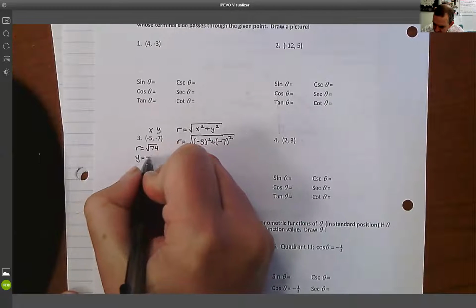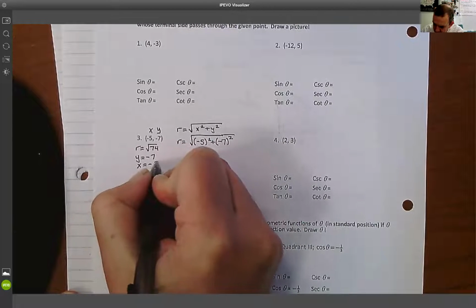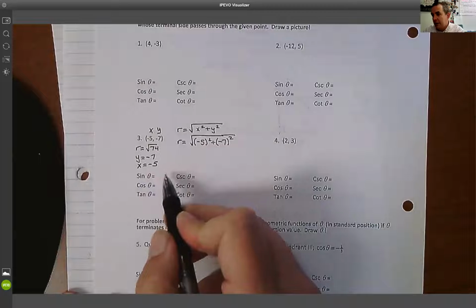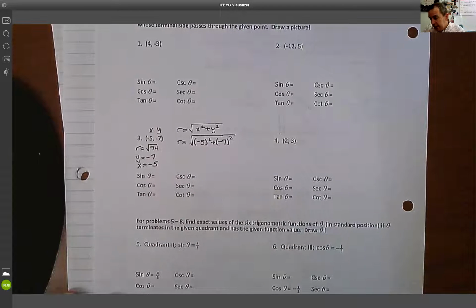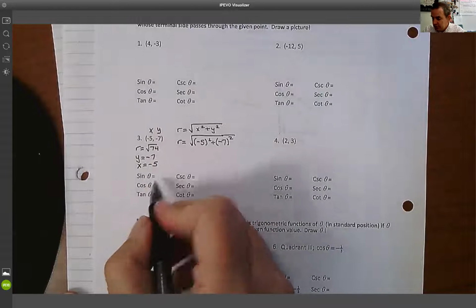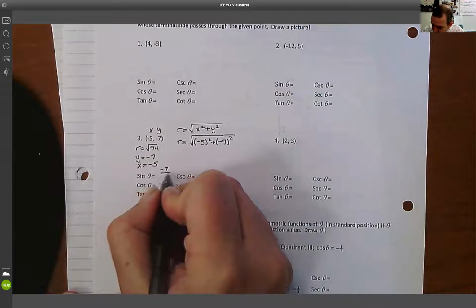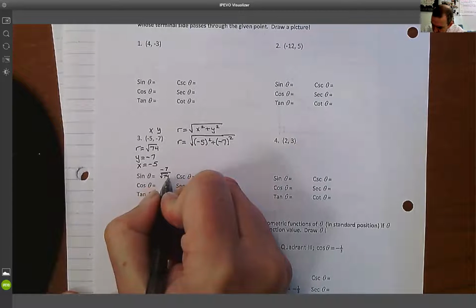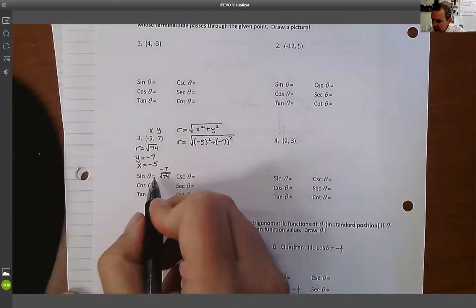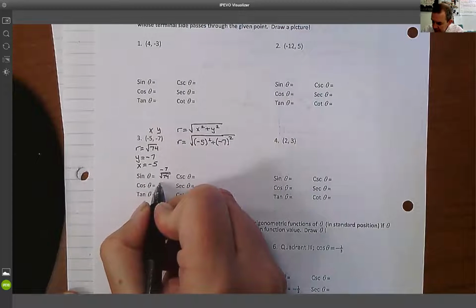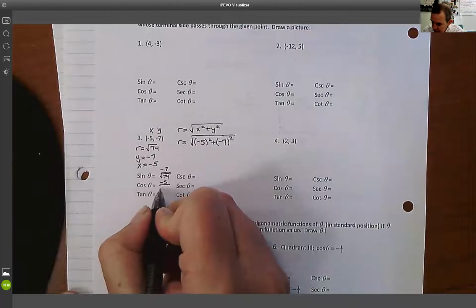Y is going to equal -7, and X is going to equal -5. And then the way we do these problems is we do our formulas. So sine is Y over R. So it's going to be -7 over the square root of 74. Cosine is X over R. So it's going to be -5 over the square root of 74.